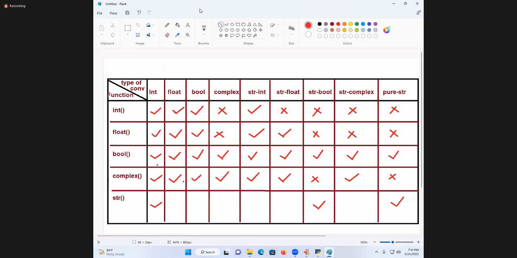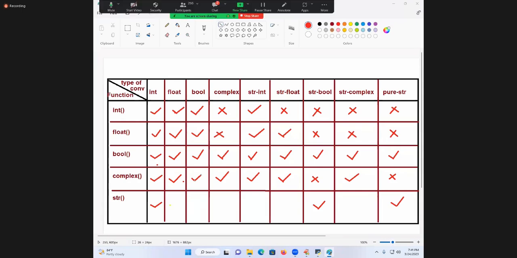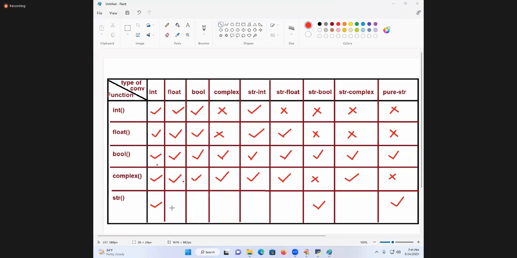Right. Next, online students. Are you there? Okay, they are there. Next, what is next? Oh, what is this? Come on, next. Float to STR. All are possible. All of them are possible here.